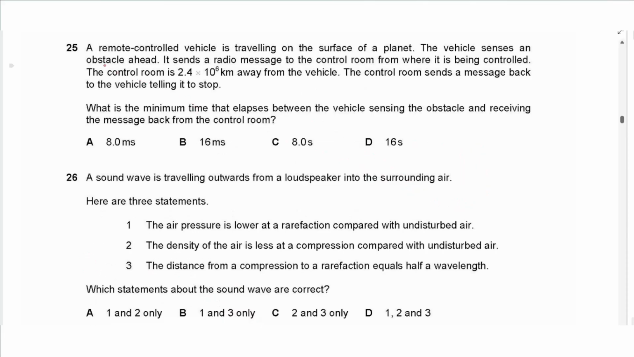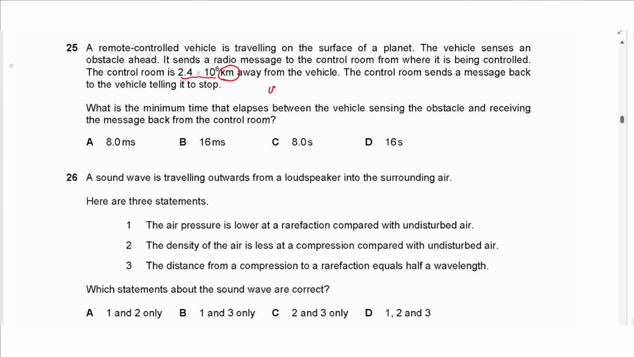Question 25 says a remote controlled vehicle is traveling on the surface of a planet. The vehicle senses an obstacle ahead. It sends a radio message to the control room from where it is being controlled. The control room is 2.4 times 10 to the power of 6 kilometers away from the vehicle. The control room sends a message back to the vehicle telling it to stop. What is the minimum time that elapses between the vehicle sensing the obstacle and receiving the message back from the control room? So that's going two ways.